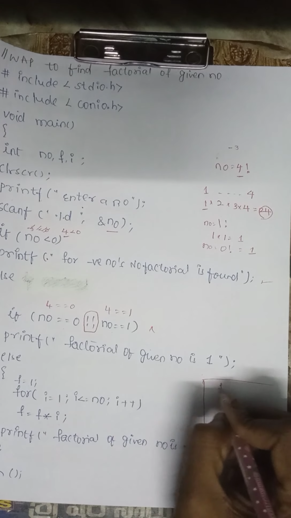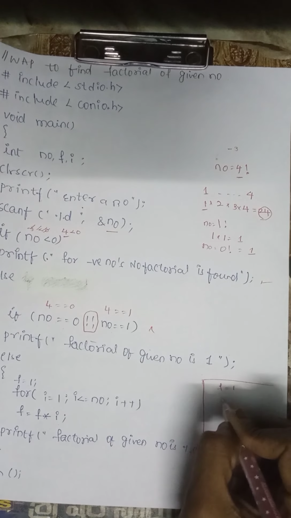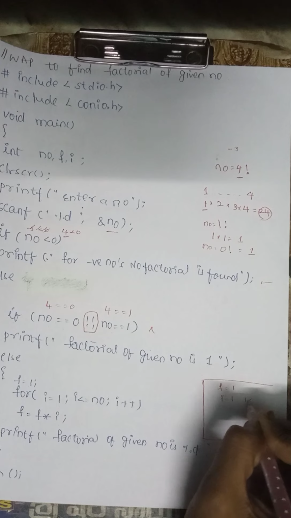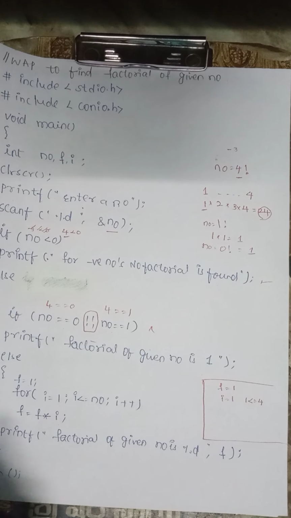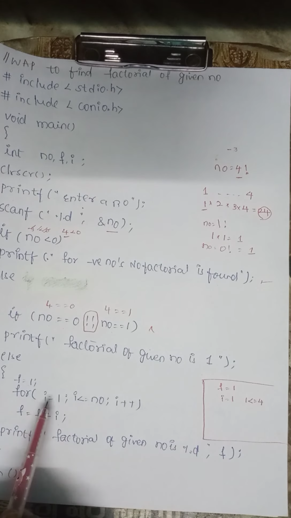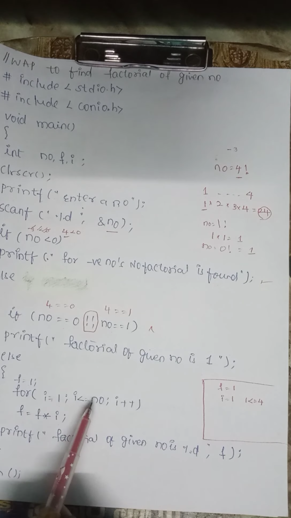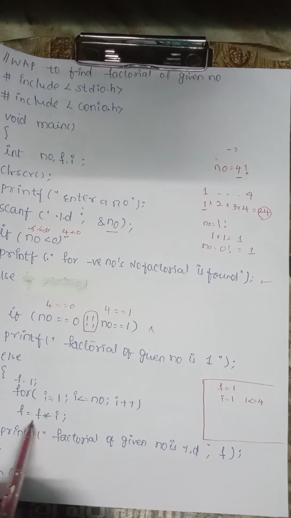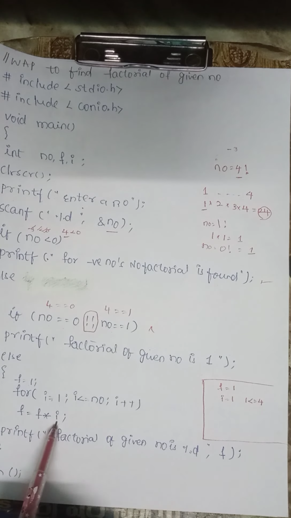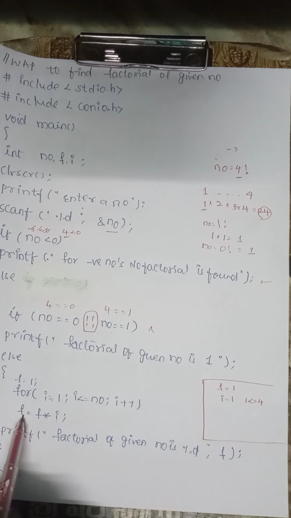Understand this properly. Initially, what is our f? f is 1, i is 1. Is 1 less than or equal to 4? Condition true. What is the for loop thing? Initialization, condition; if the condition is true, it executes the block of statements under the for. Here we have only one statement, so I am not writing open bracket and close bracket.